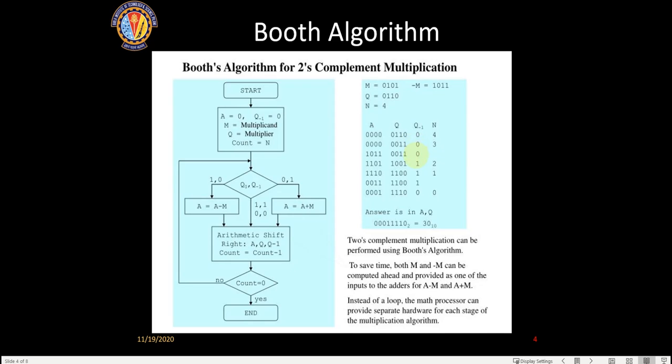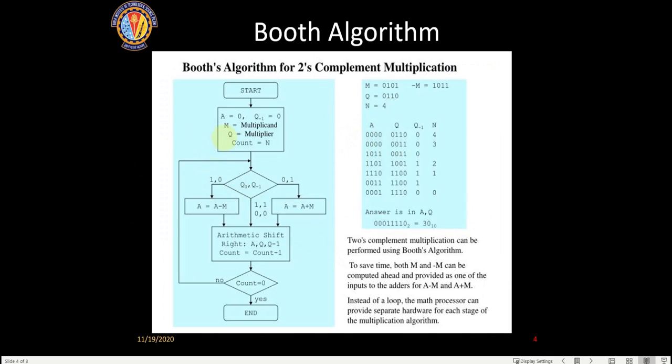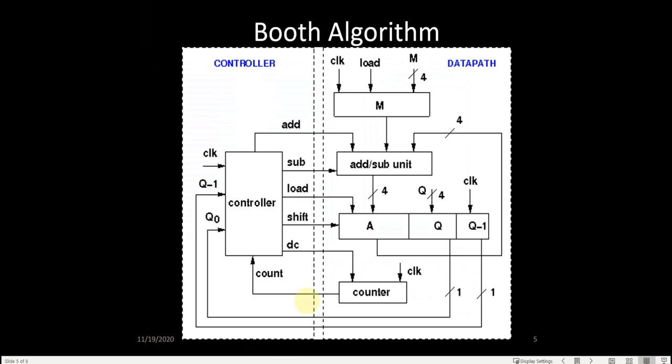So this is Booth's algorithm. So this is how the circuit is implemented. So if you see the chart once again, we are initializing A to 0, Q minus 1 to 0, M is the multiplicand, Q is the multiplier, count is n, right. So here if you write M and then n minus M, right. So this is how it goes on, right. So this is the algorithm, okay.